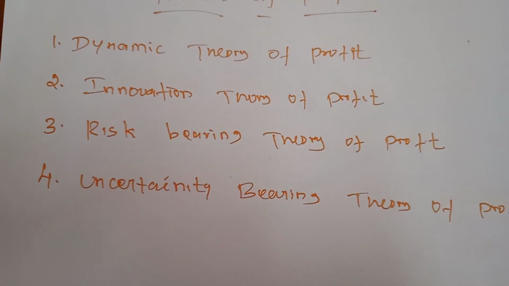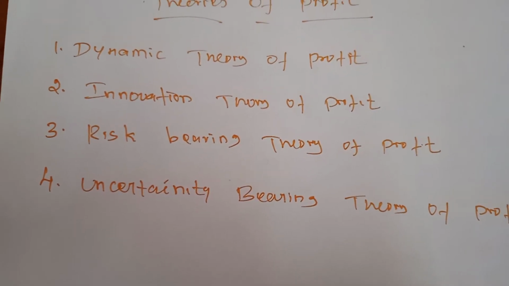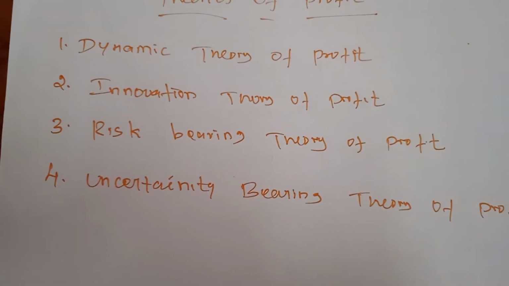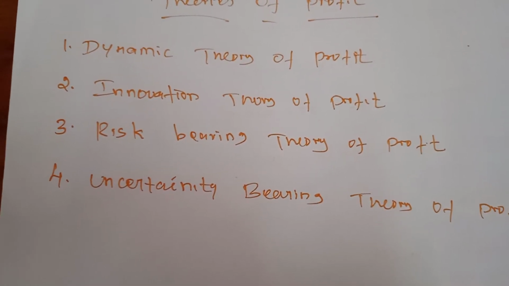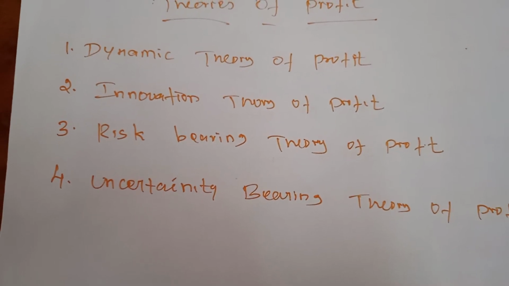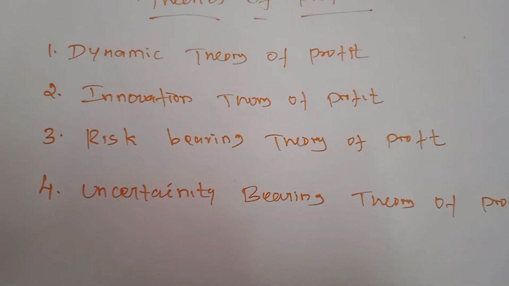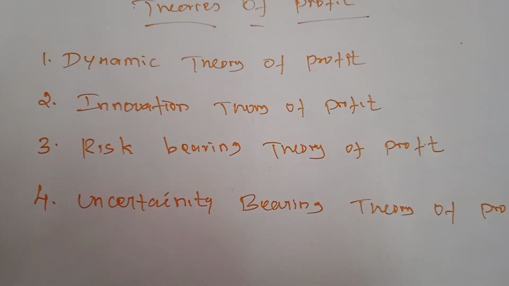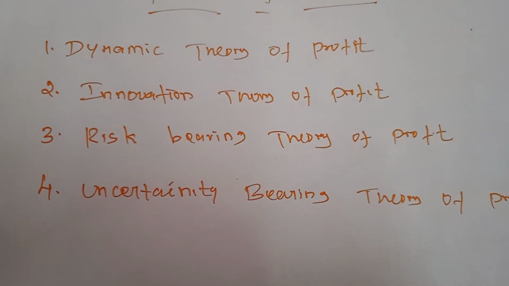The price of the commodities in a static society would be equal to their cost of production. So there would be no profit for the entrepreneur. The entrepreneur only gets wages for management and interest on his capital. If the society has dynamic changes, only then will the entrepreneur have the chance to earn more profit.